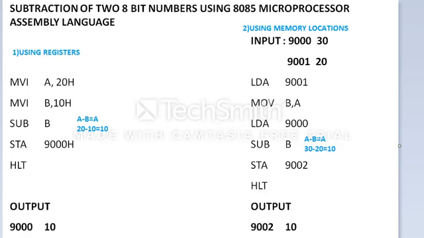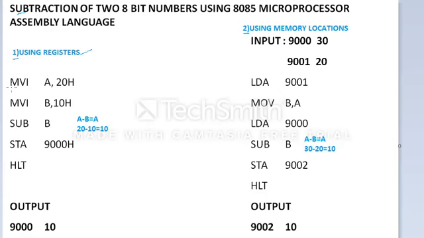Hi everyone, today we'll see the subtraction of two 8-bit numbers in 8085 assembly language. The program can be written in two different methods. One is using only registers and the other is using only memory locations. We'll discuss both methods in this video by discussing what registers and instructions can be used in both the programs. Let's begin with the first type, that is by using registers.